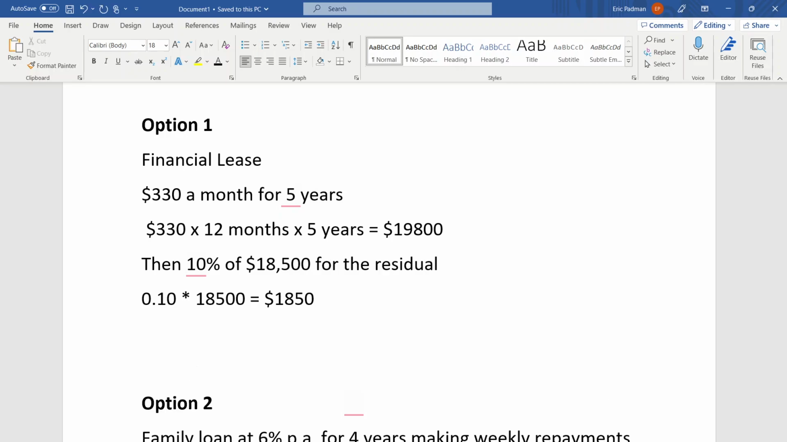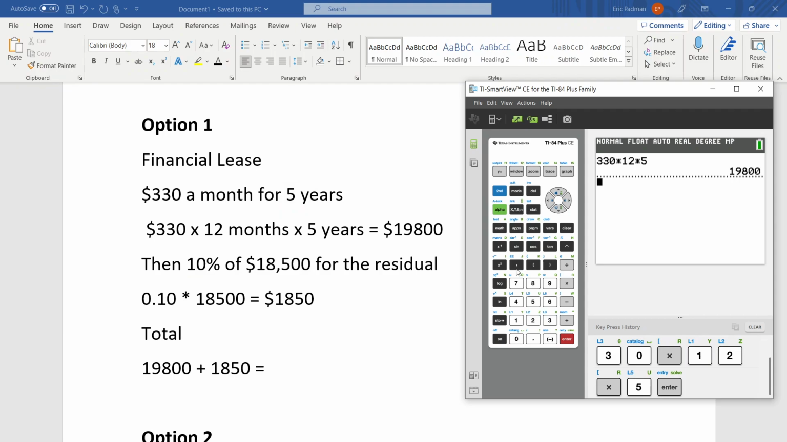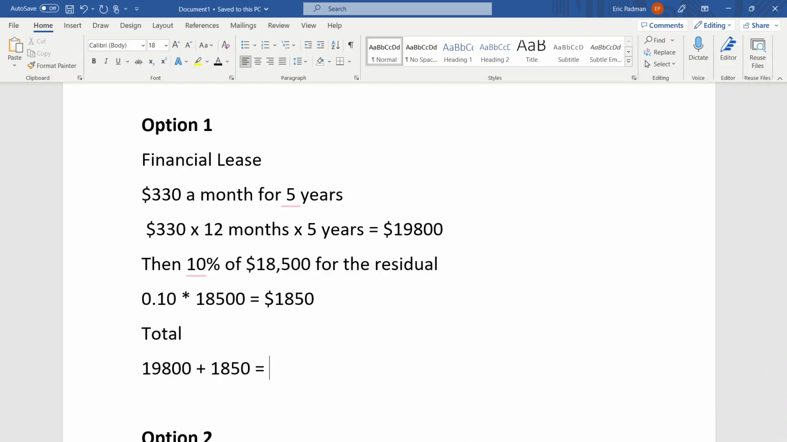So, the total, just for those two, without considering on-road costs or any insurance or anything like that, we can add those two up. 19,800 plus 1,850 equals... I'm going to pull my calculator out and make sure I'm getting this right. So, 21,650. All right, that's the first option.